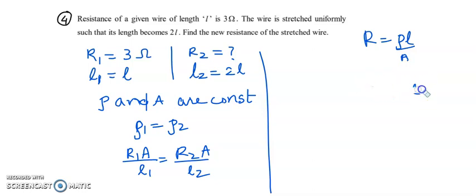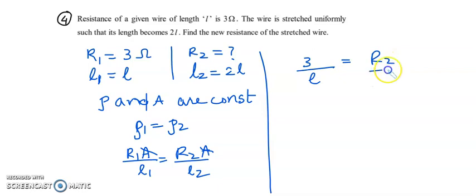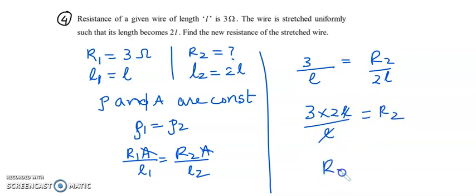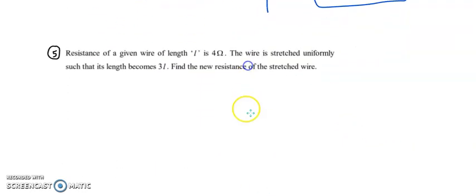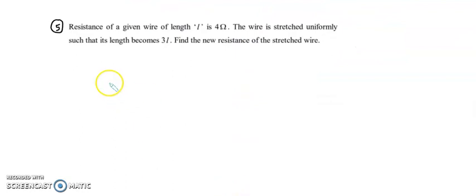Yeah. So we'll put the values of R1, L1 and L2. Area is going to get cancelled off because it's the same. So that will give me 3 by L is equal to R2 by 2L. Cross multiply. So 3 into 2L divided by L is equal to R2. So I'm getting R2 as 6 ohm. Am I clear? Okay.